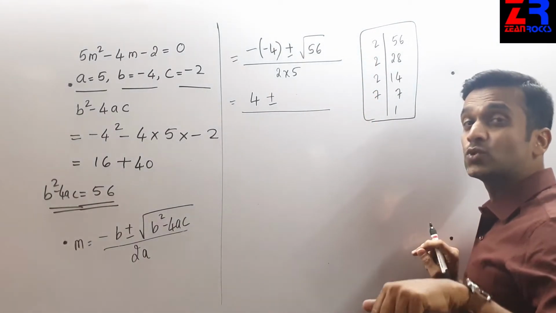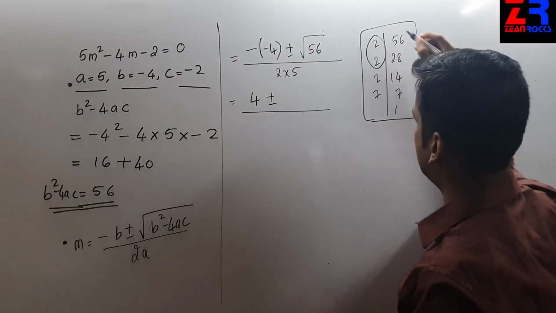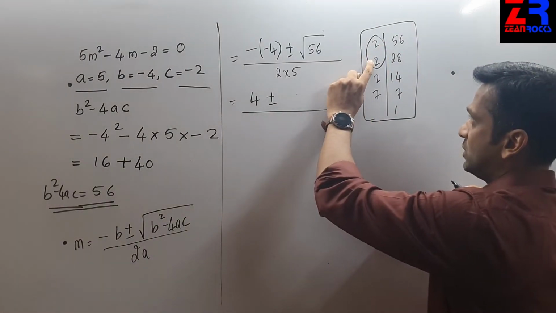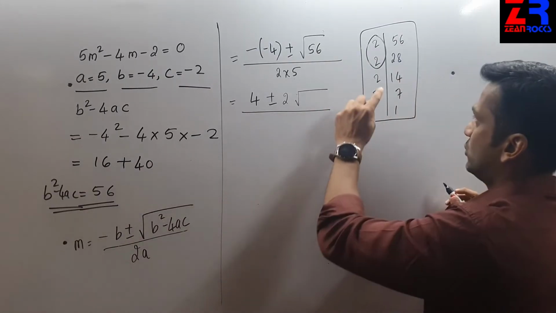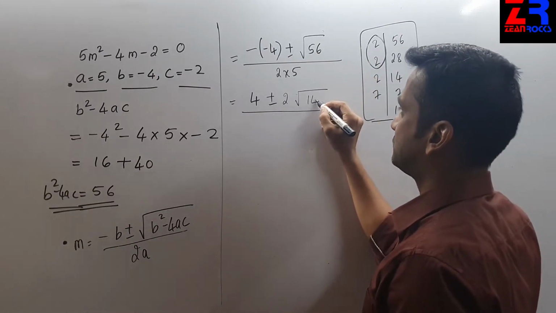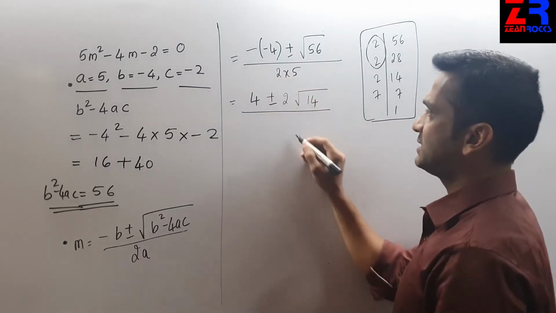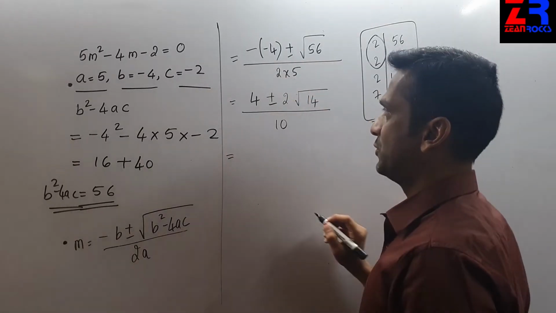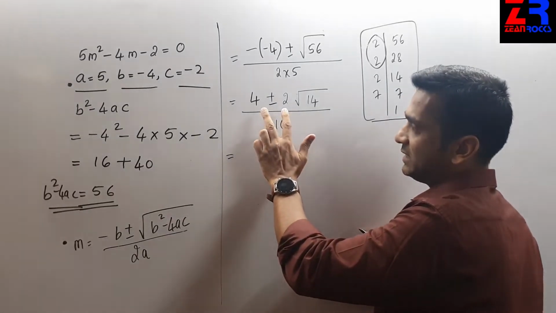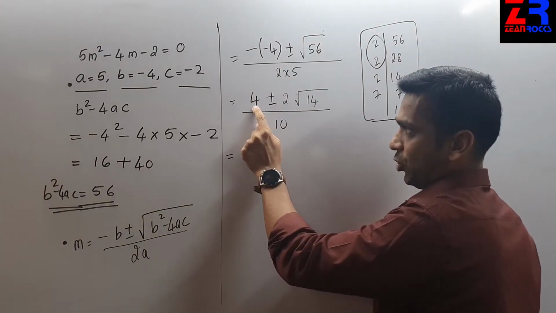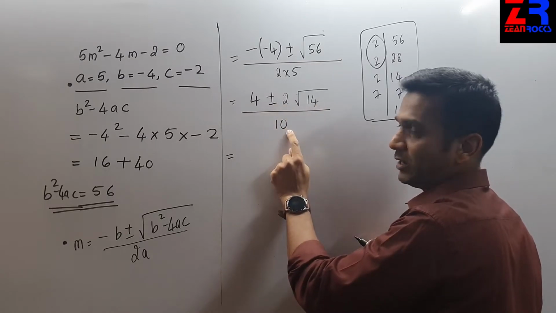But because this is a square root, you have to write two numbers once. So this 2 is repeated twice. So I will write it once. Under the square root sign, 2 7s is 14, upon 2 5s is 10. Now here, this is the highlighted step. After the question, I will teach you this step in Hindi. 4 plus minus 2√14 upon 10.